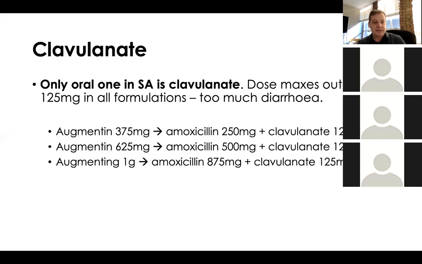The only beta-lactamase inhibitor we have in South Africa is clavulanate. You never see more than 125 milligrams of it, and the reason is you get far too much diarrhea. So if you give, say, 375 Augmentin, you get 125 milligrams. As you go up with the Augmentin, the amoxil dose goes up, but the clavulanate doesn't. You really can't avoid that because of the amount of diarrhea you get orally. So it's a limit on the amount that you can actually get.